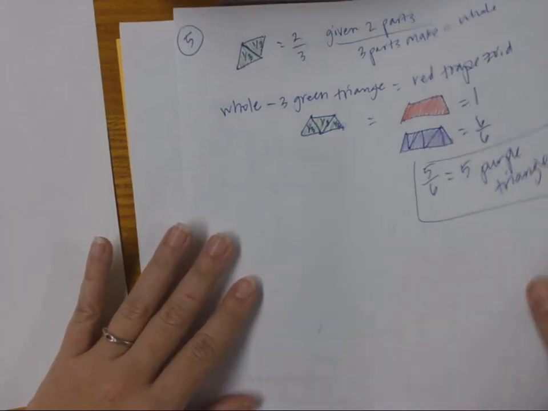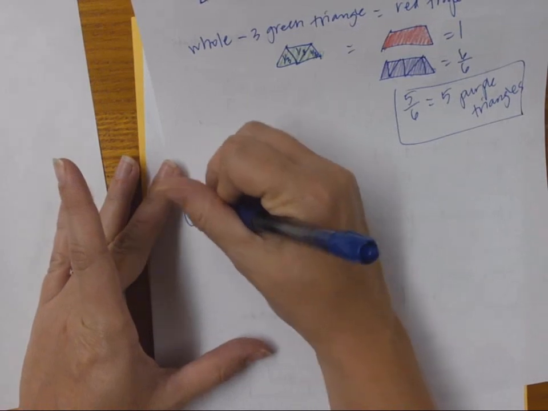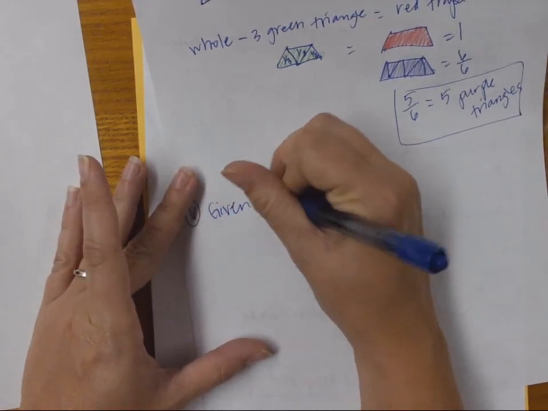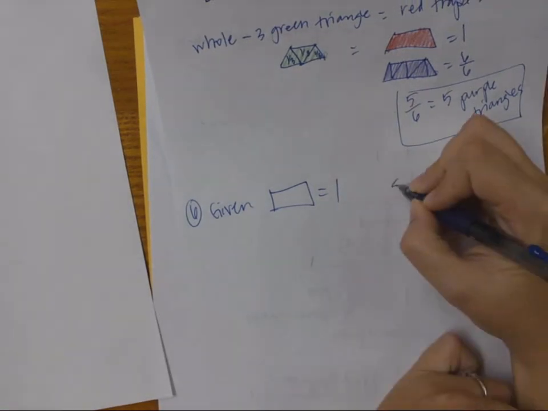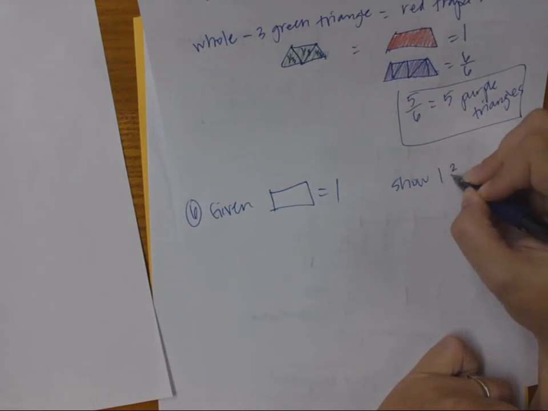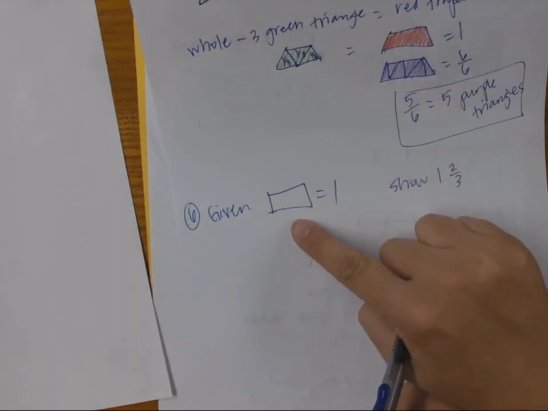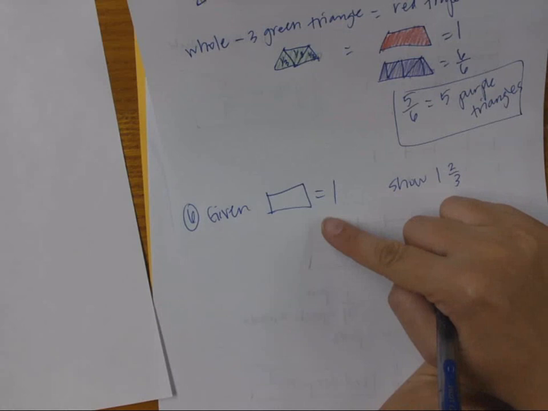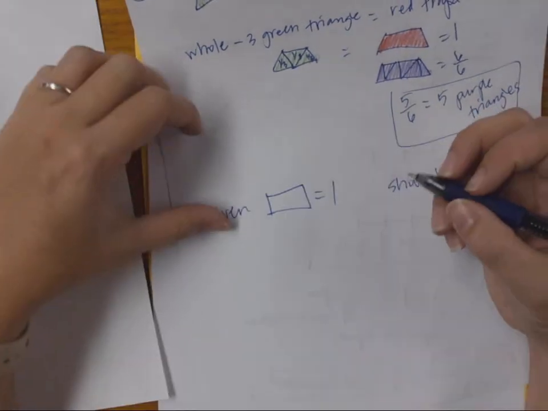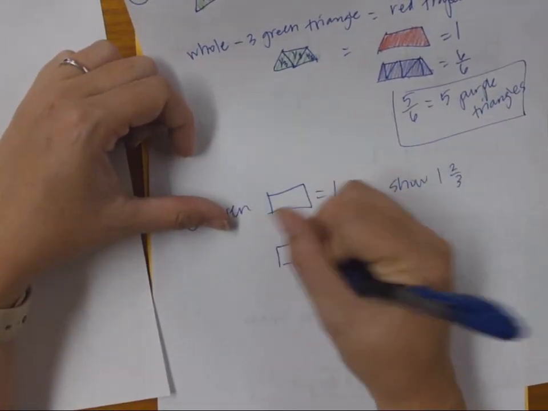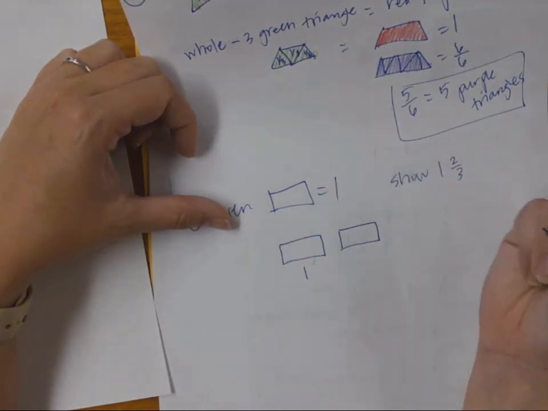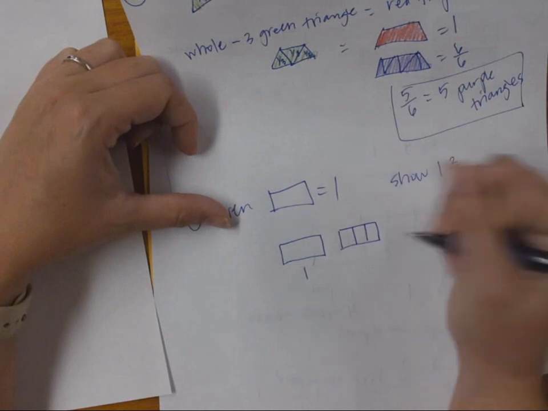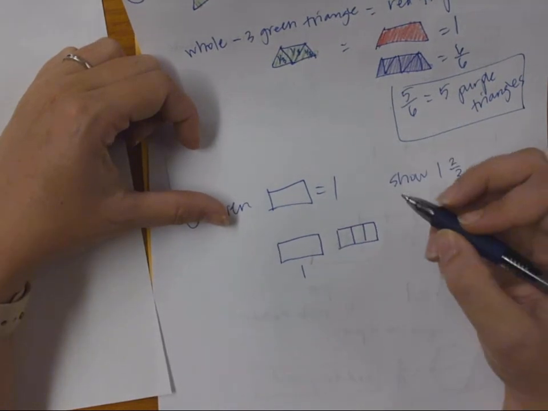Okay, so for number 6, I was given that rectangle equals 1. And I want to show 1 2/3. So if I want to show 1 2/3, I'm going to have one of those, and then I'm going to have another one of those that has 2/3 of it shaded in. Okay, so this would be 1. And then draw that same exact rectangle, this time, split it into 3 pieces, and shade in 2 of them.